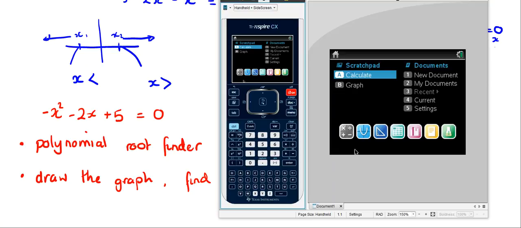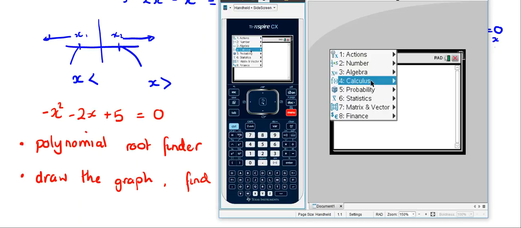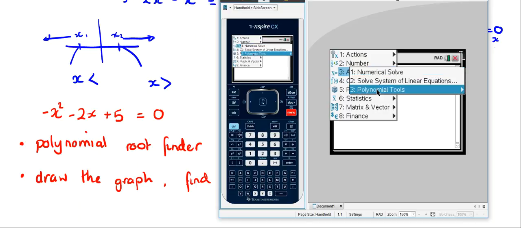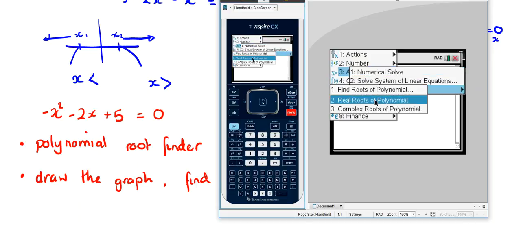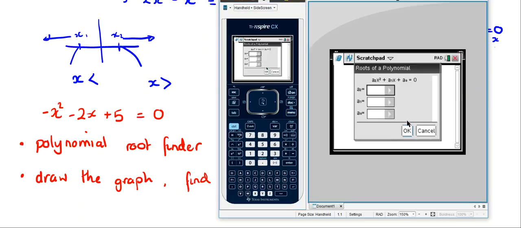Okay, so on your calculator then, let's do the thing we used last time, the polynomial root finder first. Okay, so we need a new calculate. And then you go to menu, algebra, polynomial to find roots of a polynomial. Yeah. Okay. All good. So -1. Yes.